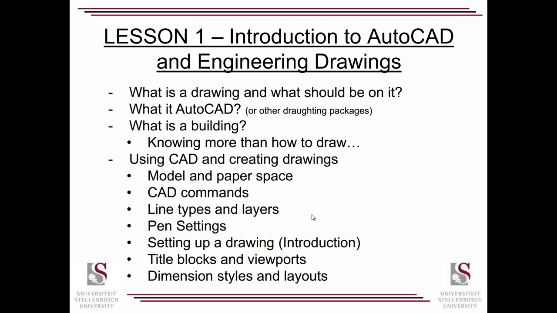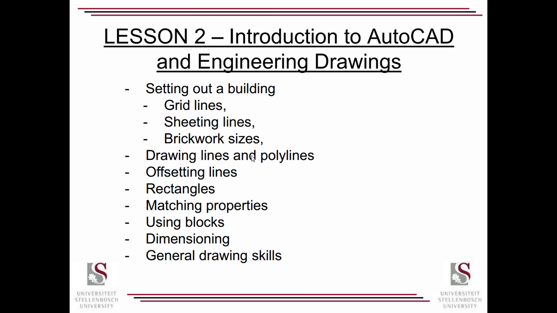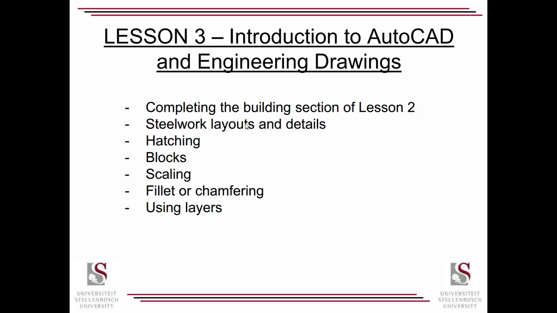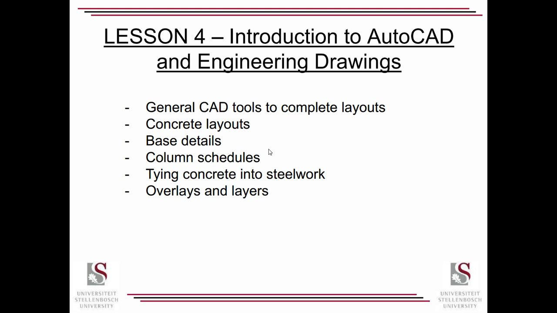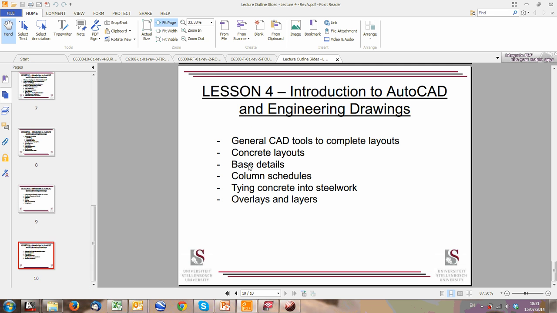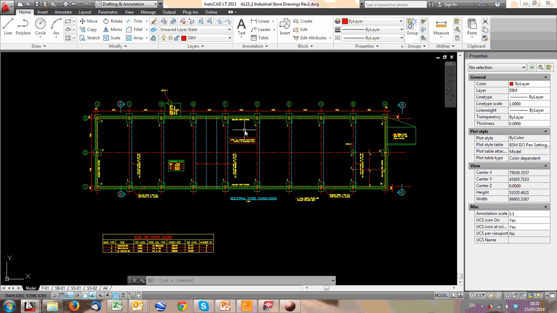Following on from our first lesson, we learned about AutoCAD's interface. In the second lesson, we set out the building and general drawing tools. The third lesson focused on steelwork and how to draw steelwork. In the fourth lesson now, we're going to focus more on the tools to complete our layout, especially concrete layouts today, and what you need to show on them: base schedules, column schedules, and the like, tying concrete to steelwork, and then hopefully looking at some overlays and layers, and how we can overlay concrete on steel to check layouts. So let's go back to AutoCAD and get going.